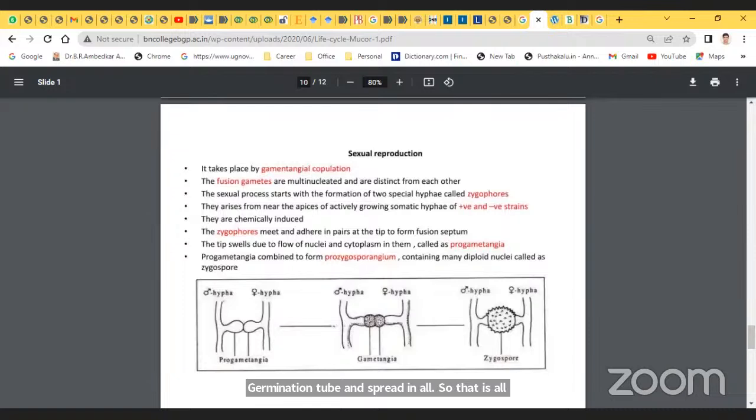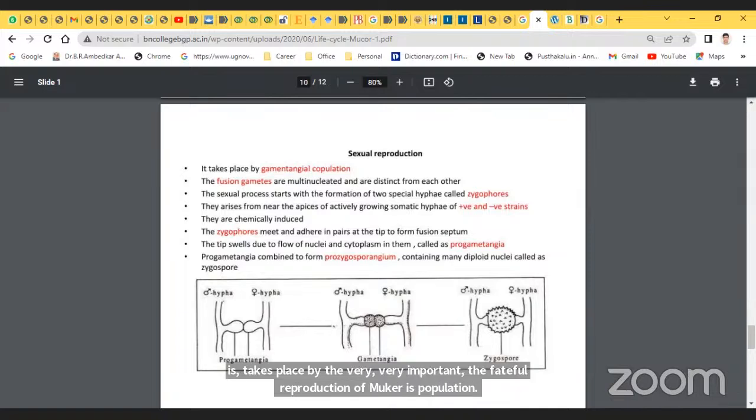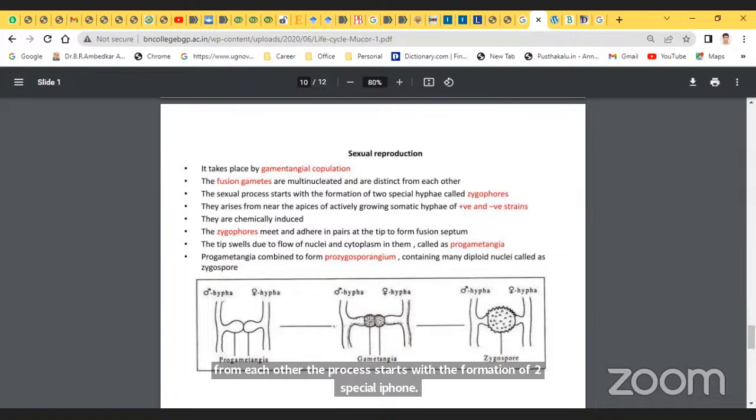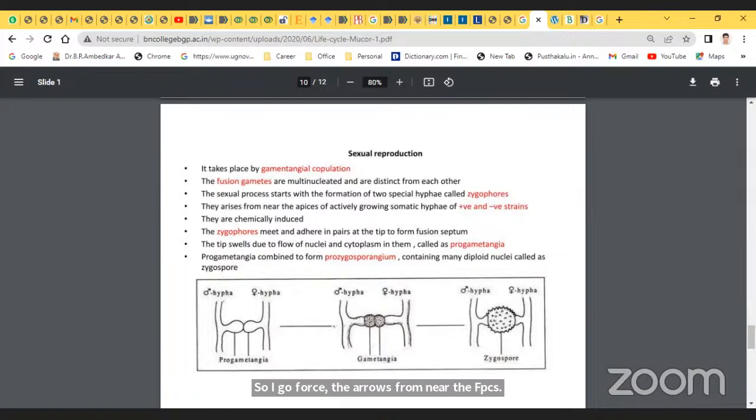Next, sexual reproduction. It takes place by gametangial copulation. Very, very important: the sexual reproduction of Mucor is gametangial copulation. The fusion of gametangia, which are multinucleate, are distinct from each other. The sexual process starts with the formation of two special hyphae called zygophores. They arise from near the apices of the actively growing somatic hyphae of positive and negative strains. They are chemically induced. The zygophores meet and adhere in pairs at the tip to form the fusion septum.